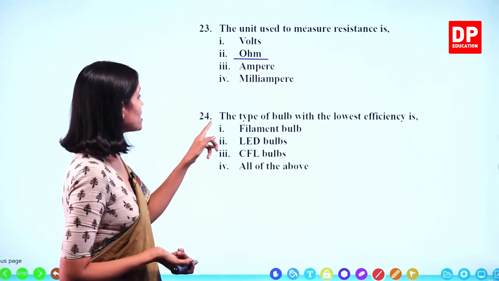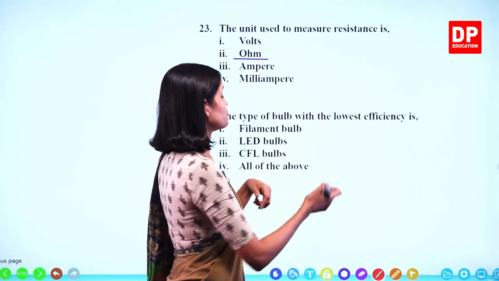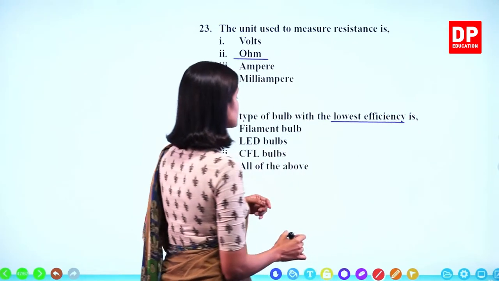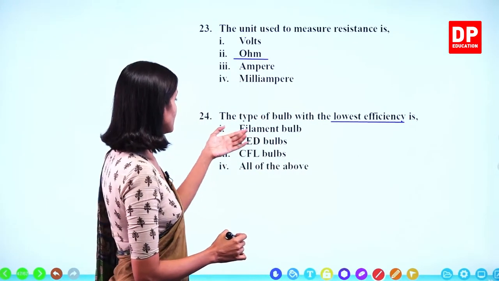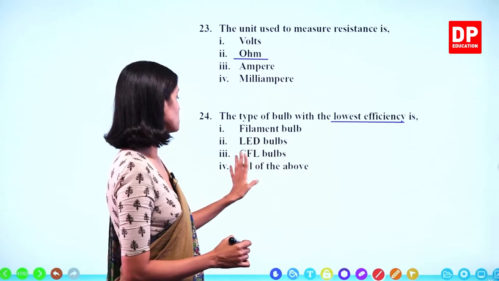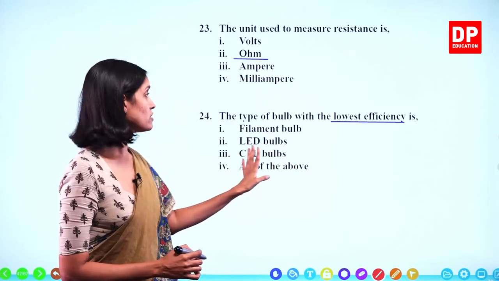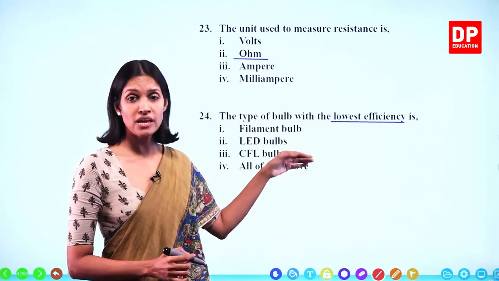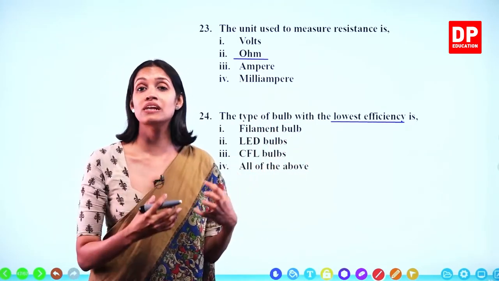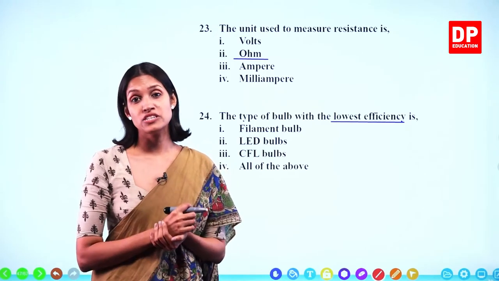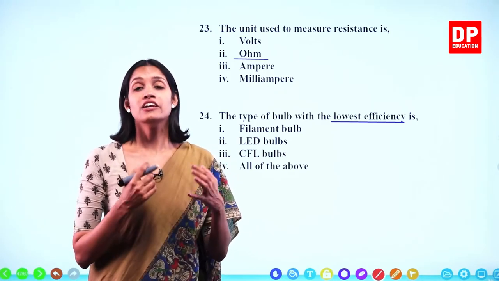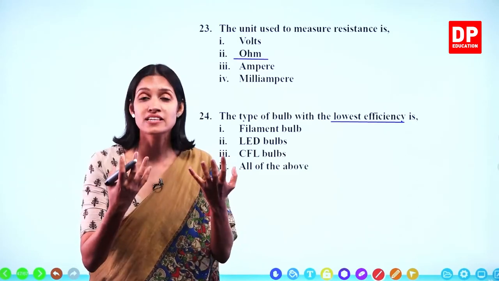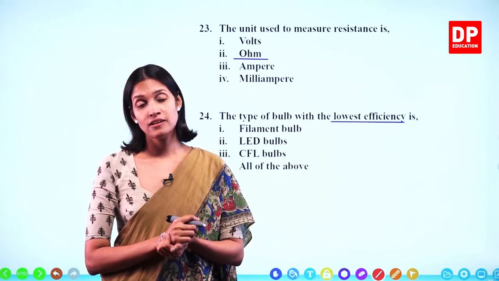24. The type of bulb with the lowest efficiency. Lowest efficiency. We'll go through the answer. Filament bulb, LED bulbs, CFL bulbs, all of the above. Do you remember we learned that these are three different types of bulbs and some of these bulbs consume a large amount of energy, electricity, right? If a certain bulb consumes a large amount of energy, it has the lowest efficiency, right?